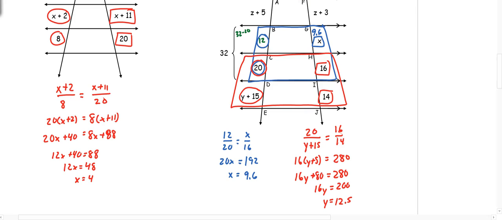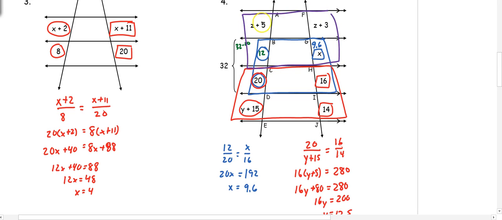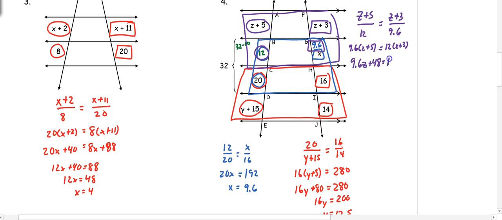Then to solve for z, we can use the top 4 sections. So we would have z plus 5 over 12 and z plus 3 over x, which we already know is 9.6. So we have z plus 5 over 12 equals z plus 3 over 9.6. When we cross multiply, we get 9.6 times z plus 5 equals 12 times z plus 3. So we get 9.6z plus 48 equals 12z plus 36. We can subtract 9.6z from both sides, and we get 48 is equal to 2.4z plus 36. We can subtract 36 from both sides: 12 equals 2.4z. And when we divide, we get that z equals 5.